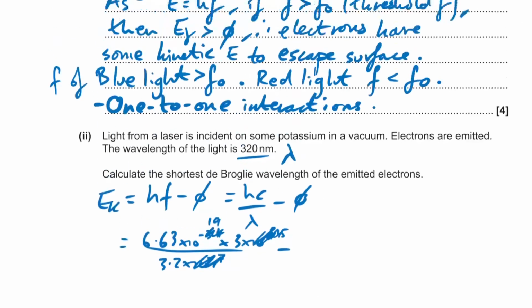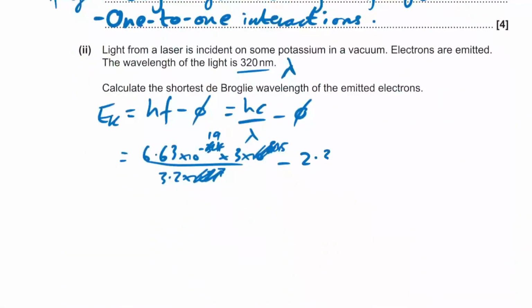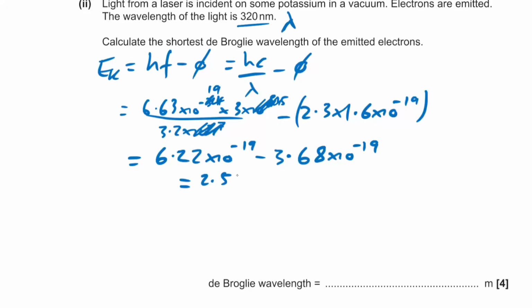Take away the work function, what was it? It is 2.3 electron volts, so 2.3, but we have to times that by, of course, 1.6 times 10 to the minus 19 to give us joules. So that gives us 6.22 times 10 to the minus 19 minus 3.68 times 10 to the minus 19. So ultimately that is 2.54 times 10 to the minus 19 joules.